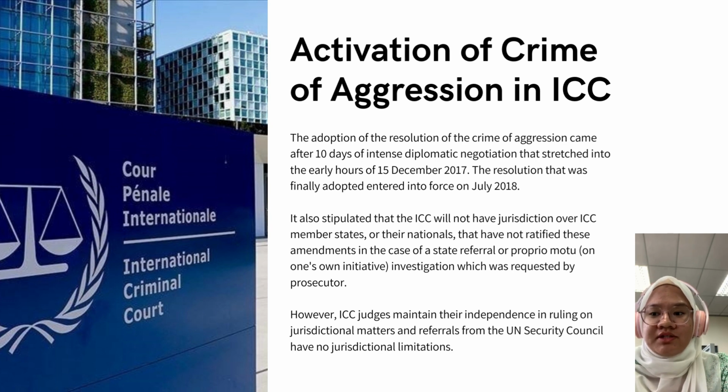It also stipulated that the ICC will not have jurisdiction over ICC member states or their nationals that have not ratified these amendments, in the case of a state referral or proprio motu, on one's own initiative, investigation which was requested by the prosecutor. However, ICC judges maintain their independence in ruling on jurisdictional matters, and referrals from the UN Security Council have no jurisdictional limitations.